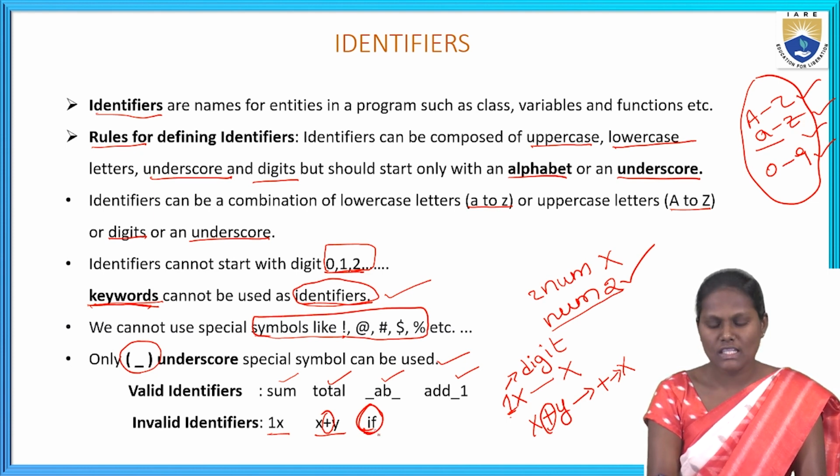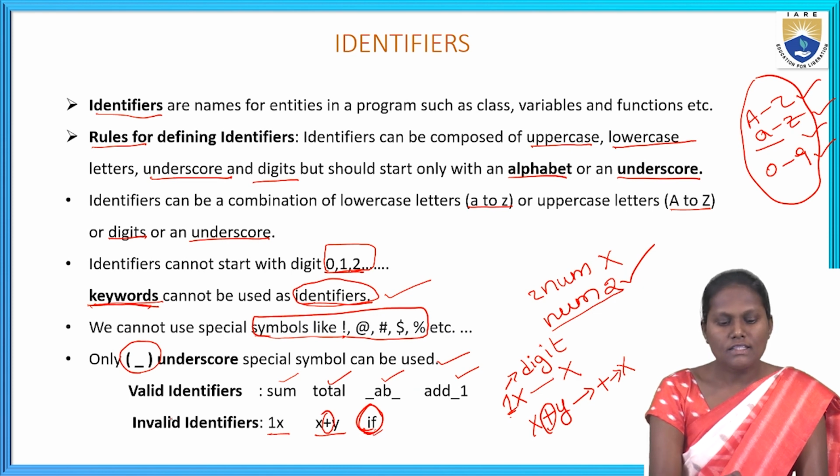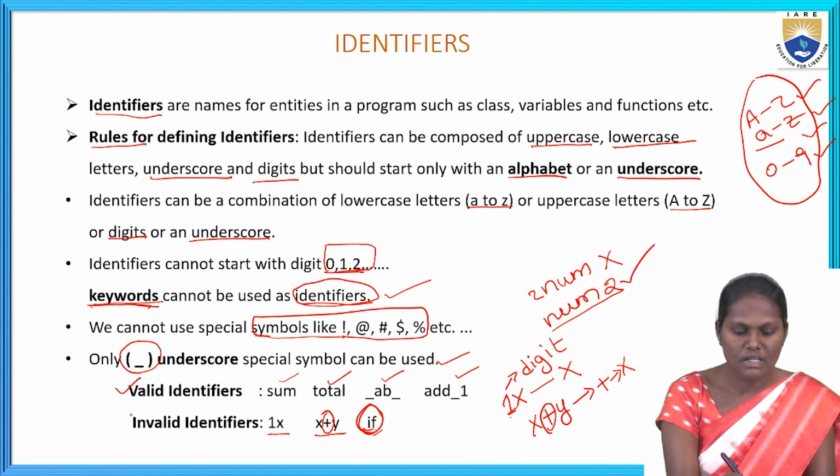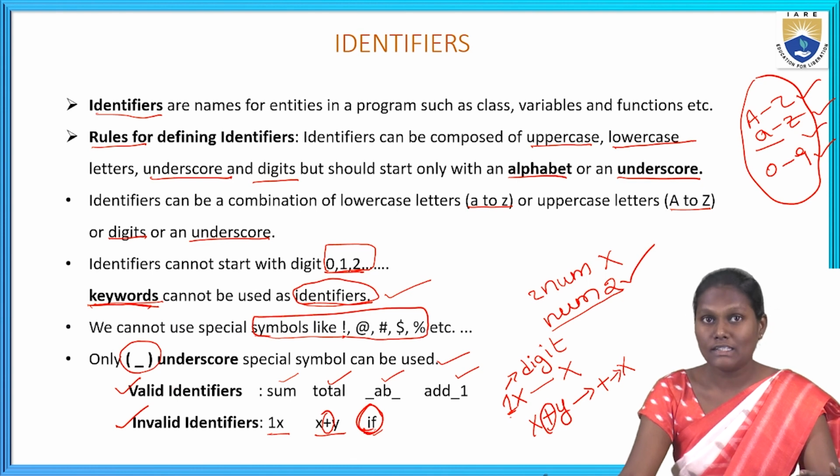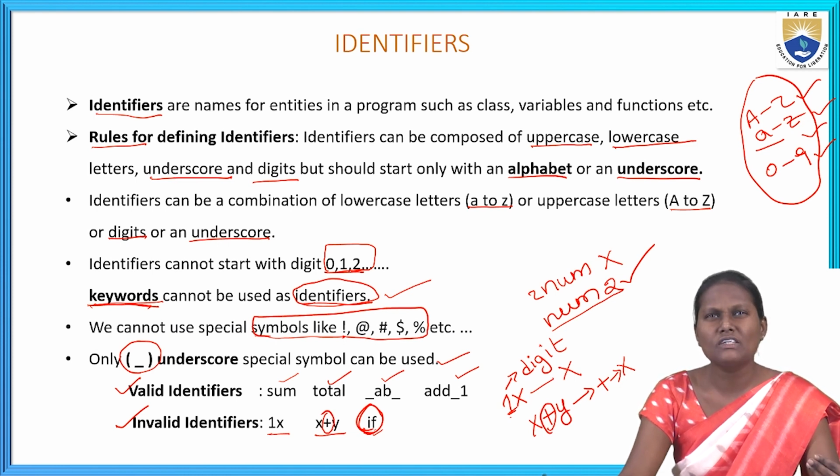If also we should not use. Why? Because keywords cannot be used as identifiers. So we should not use if in an identifier. These are the differences. We can remember these 2 points every time, valid identifiers and invalid identifiers. While we are writing a code or a program, if we remember these simple points, you can go with your code very easily and very effectively.